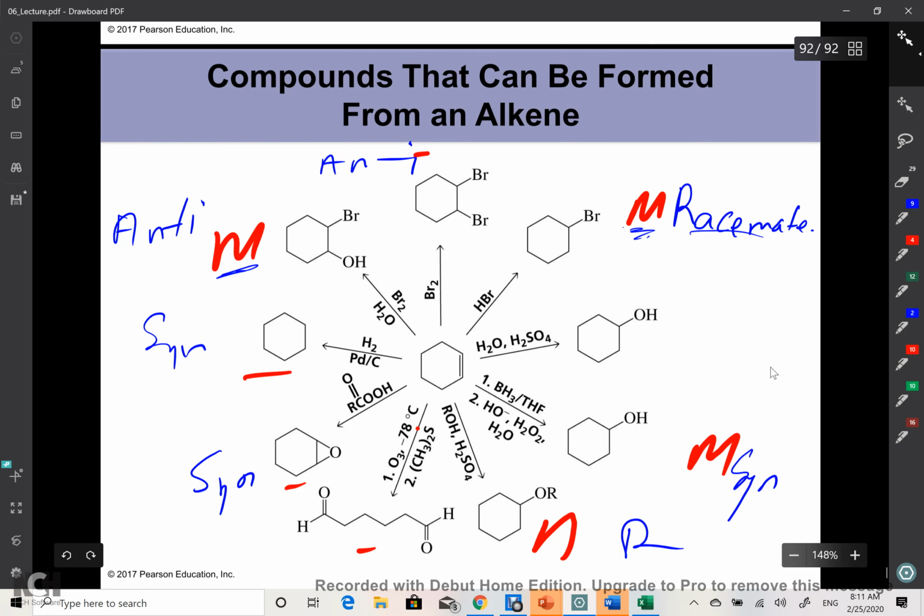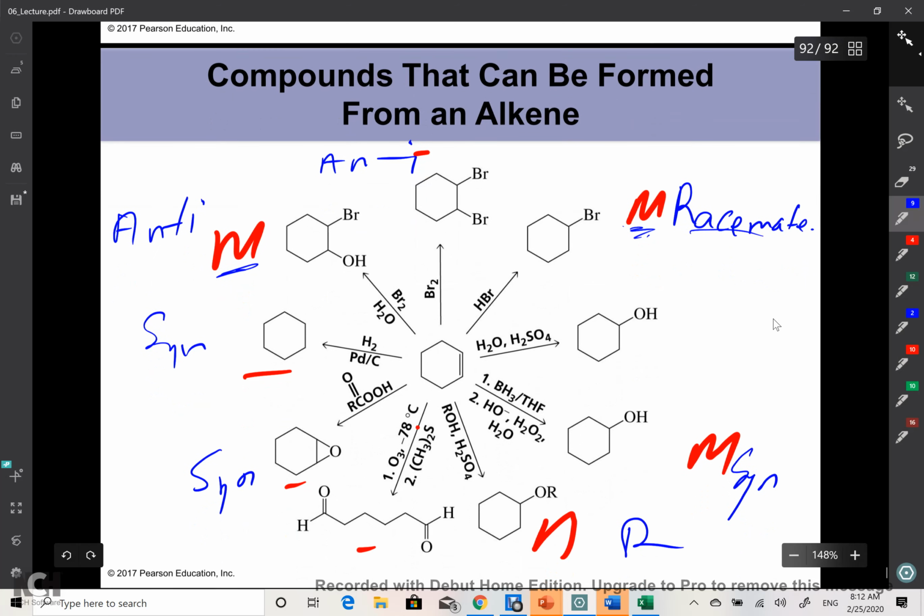Okay, guys, good morning. So, let's continue from where we stopped. I hope you guys are studying this chart, okay? This is very important. Make sure you know what those reagents can produce.